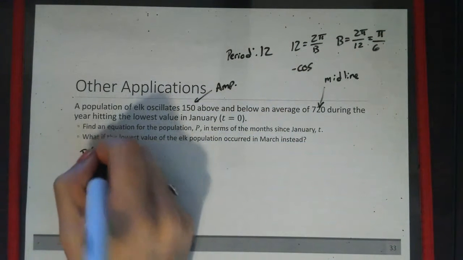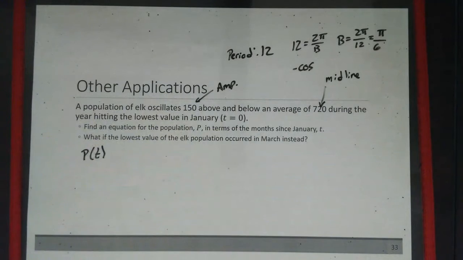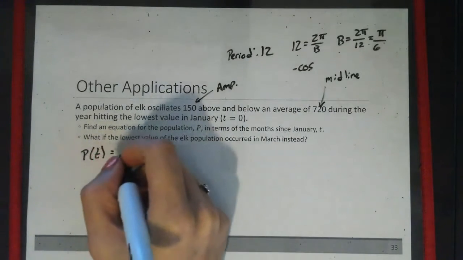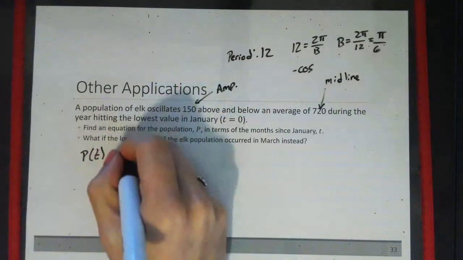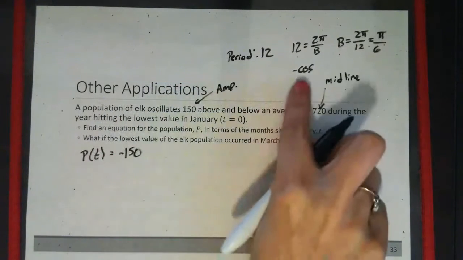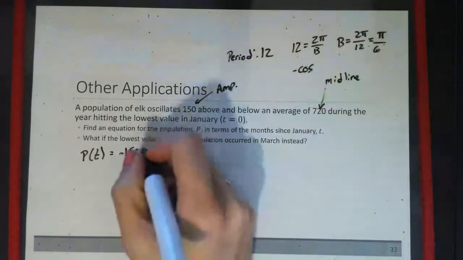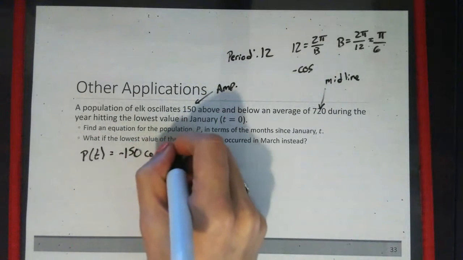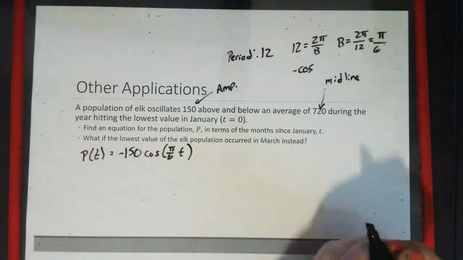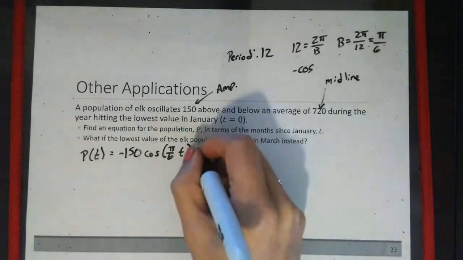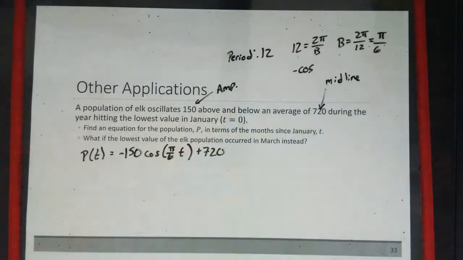So our population in terms of t being the number of months since January is equal to negative our amplitude of 150 times the cosine of pi over 6 times our variable t, because we didn't have a horizontal shift, plus our midline, 720.